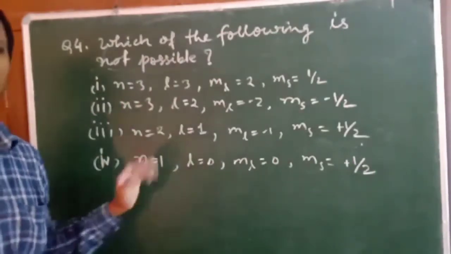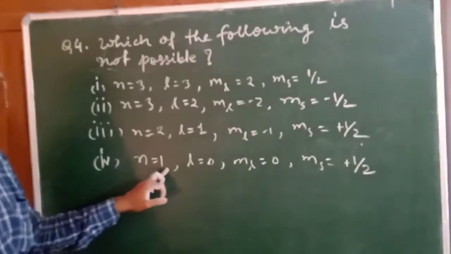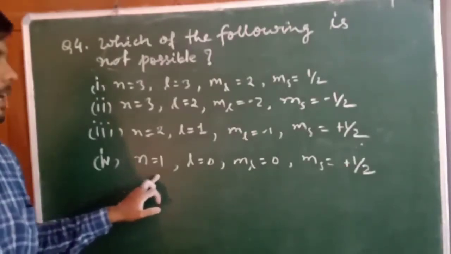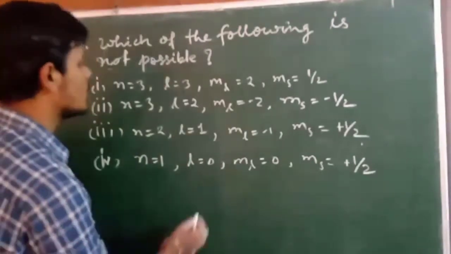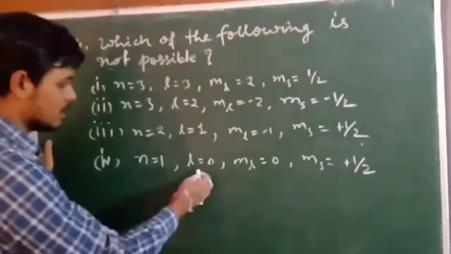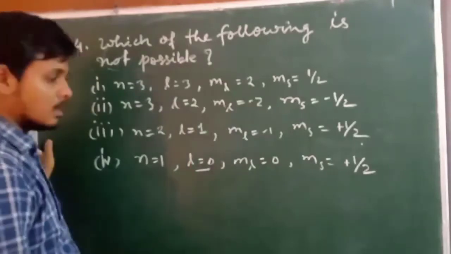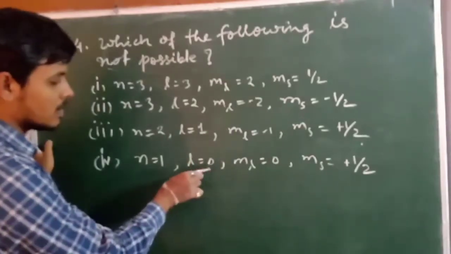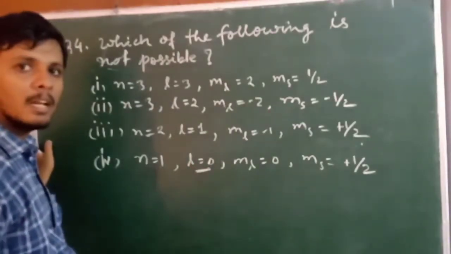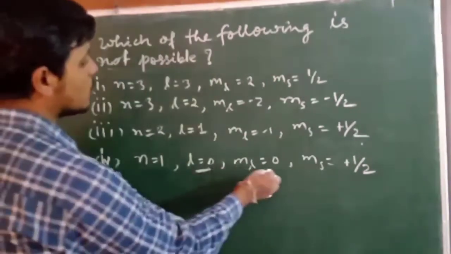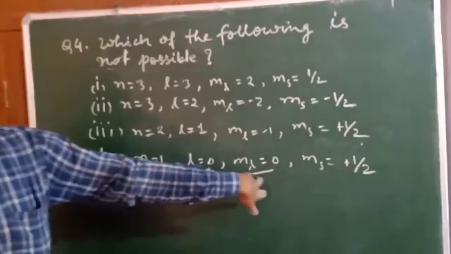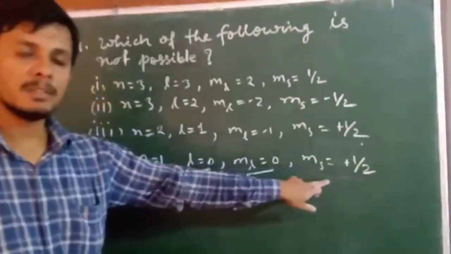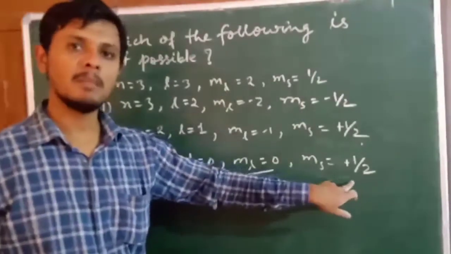Let us see randomly. If n equals 1, I can have a single value of L, which ranges from 0 to n minus 1. That means L will be 0. It is correct. If L equals 0, then ml will be from minus L to plus L, so minus 0 to plus 0, it is 0. And for each value of ml, I can have two values of ms, plus half and minus half. So plus half can be there.